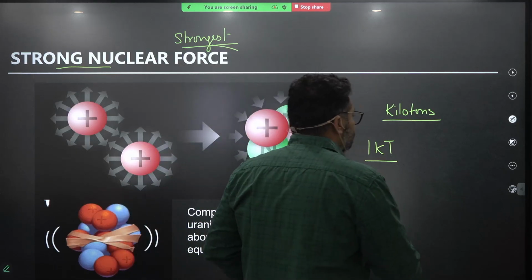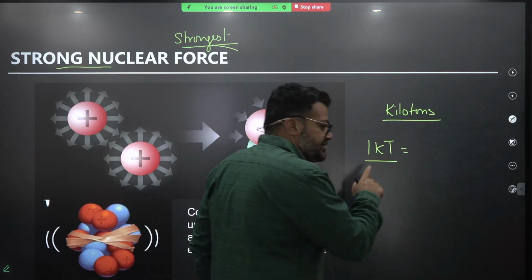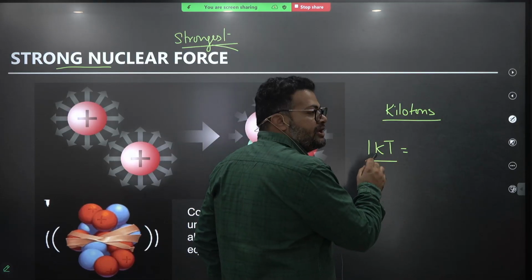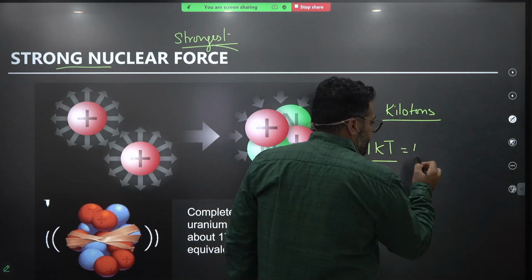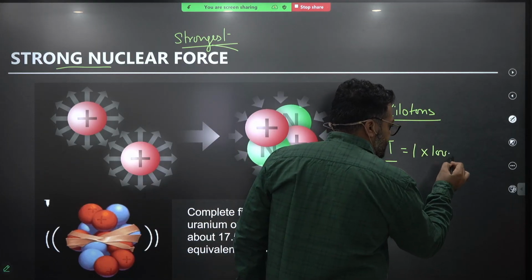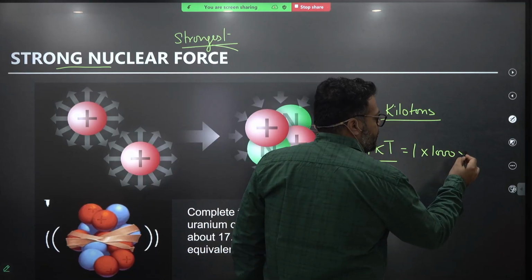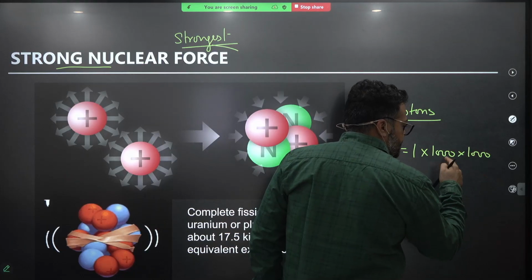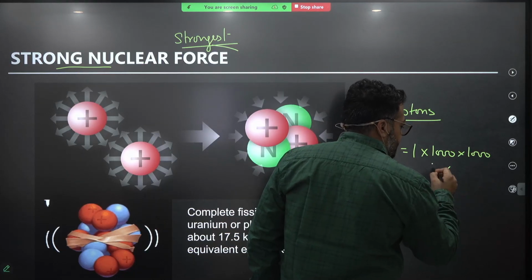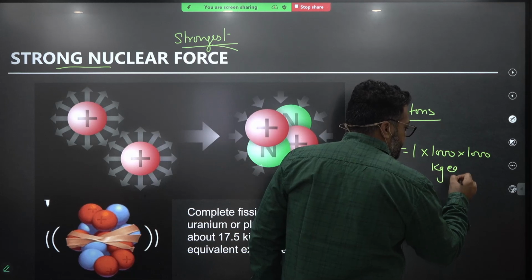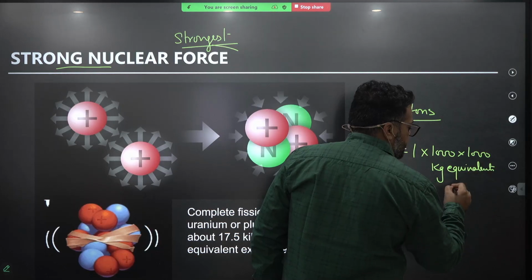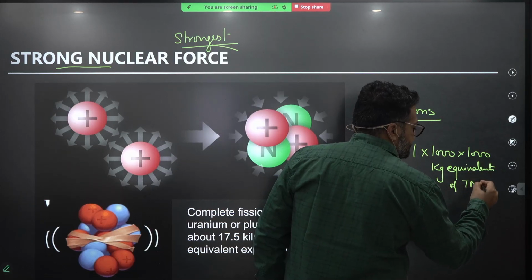1 kiloton basically means that if this bomb explodes, it will be equal to 1 kilo. Kilo means 1000. So it will be equal to 1000 tons. I hope all of you know 1 ton is also equal to 1000 kgs. So 1 into 1000 into 1000 kilograms equivalents of TNT.